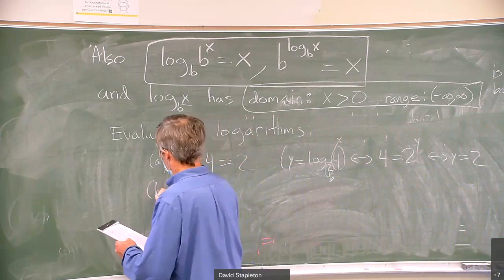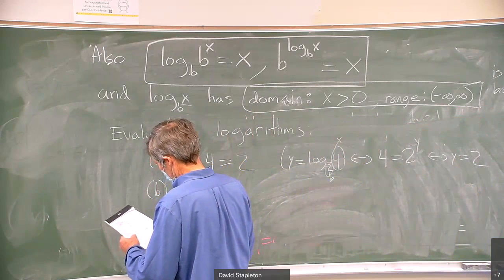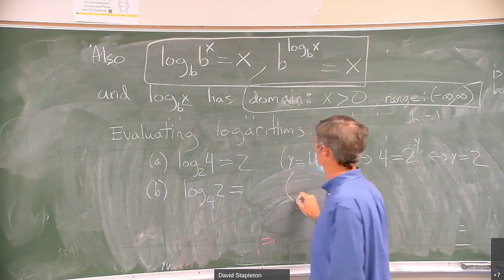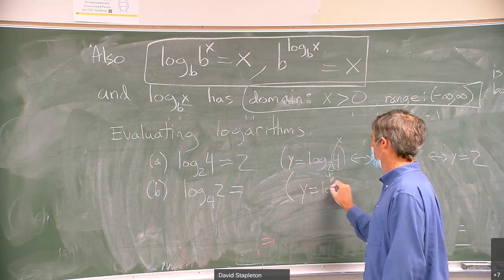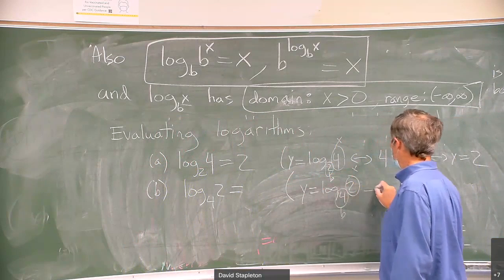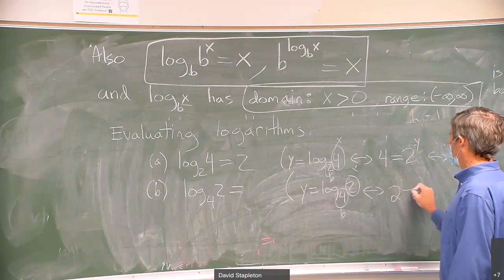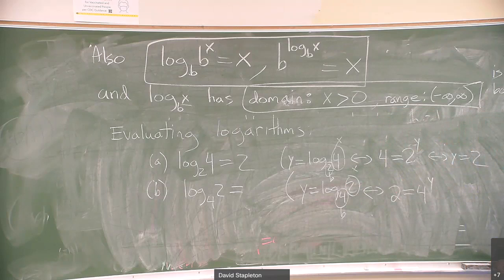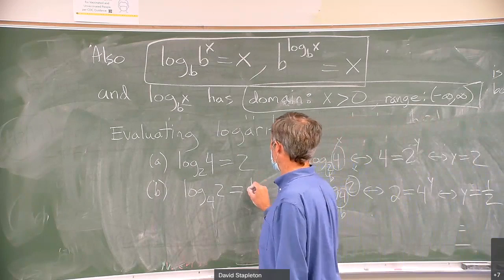Suppose I had log base 4 of 2. Now what's that? Well, y equals log base 4 of 2, again calling this x and this b, is equivalently 2 equals 4 to the y. What y do I need now? 1/2. Yeah, 2 is the square root of 4. So I need the 1/2 power to take the square root. So log base 4 of 2 is 1/2.